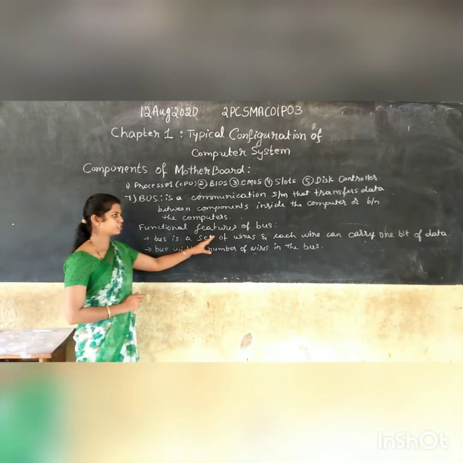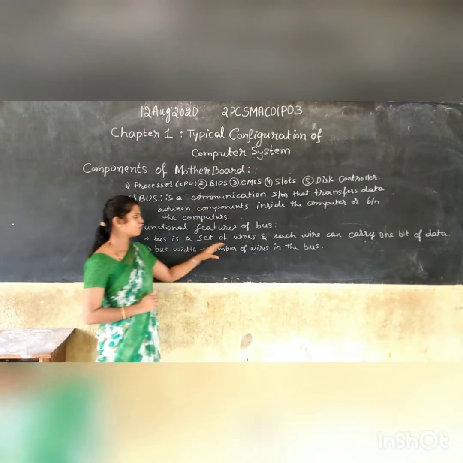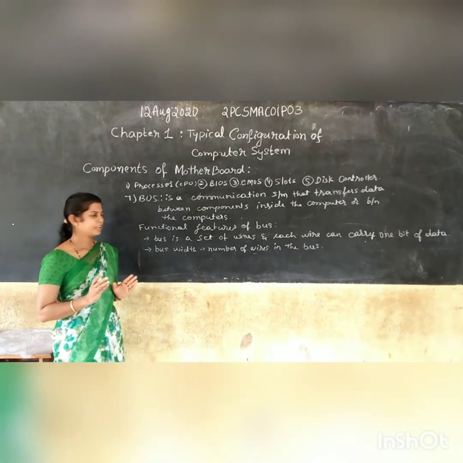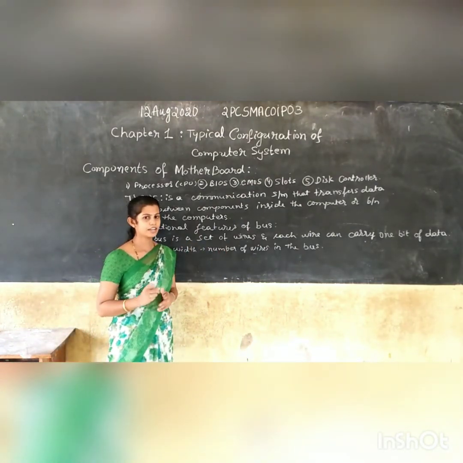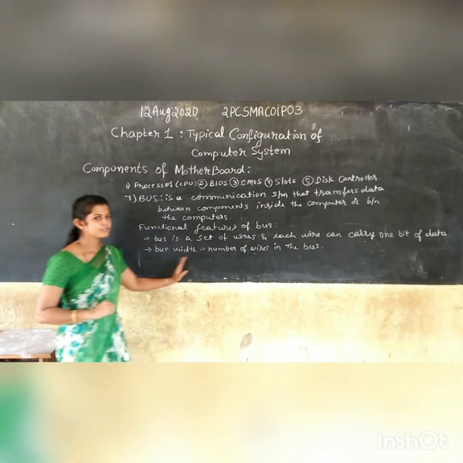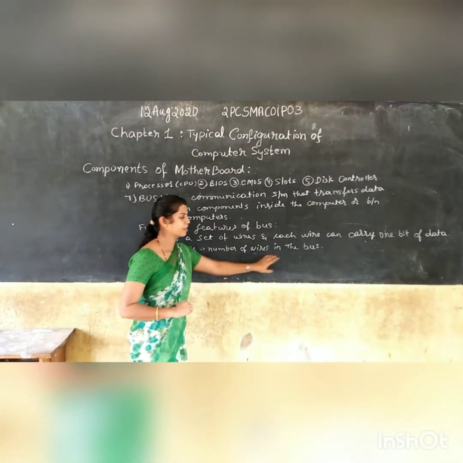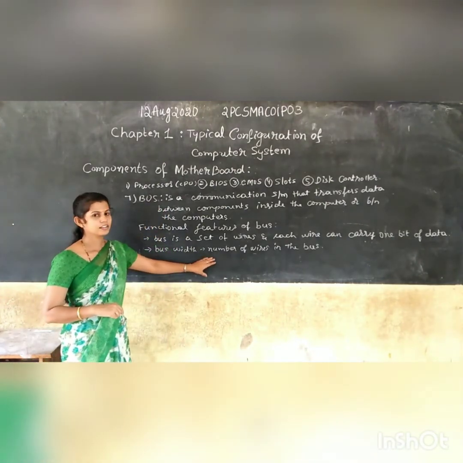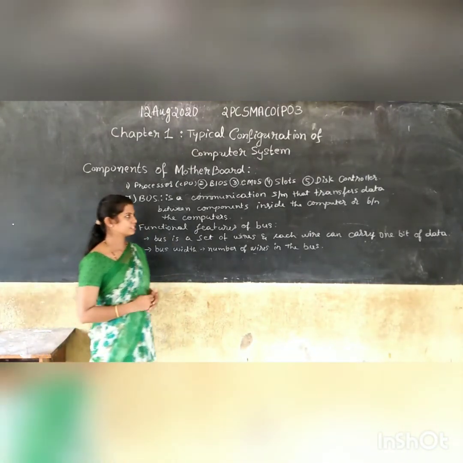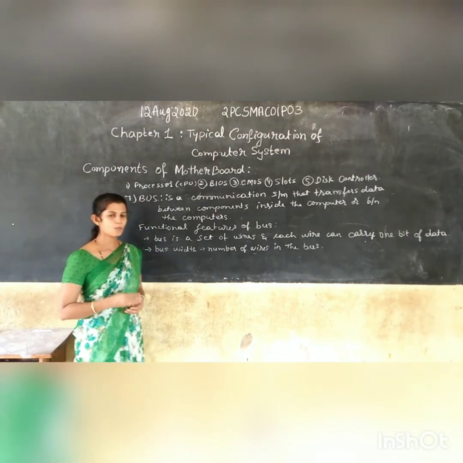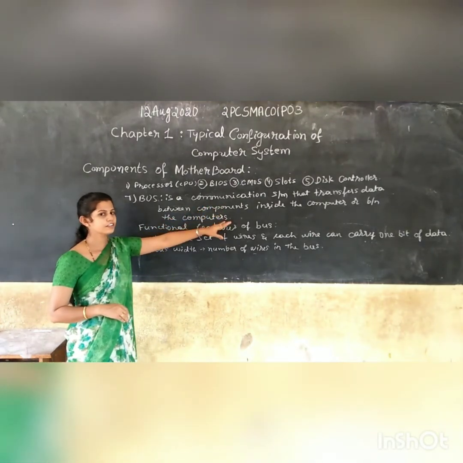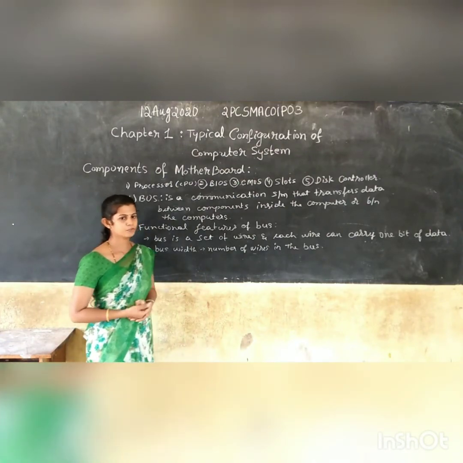Next, functional features of the bus. Bus is a set of wires and each wire can carry only 1 bit of data at a time. So the bus width refers to the number of wires in the bus. How many wires are there, that is the bus width.